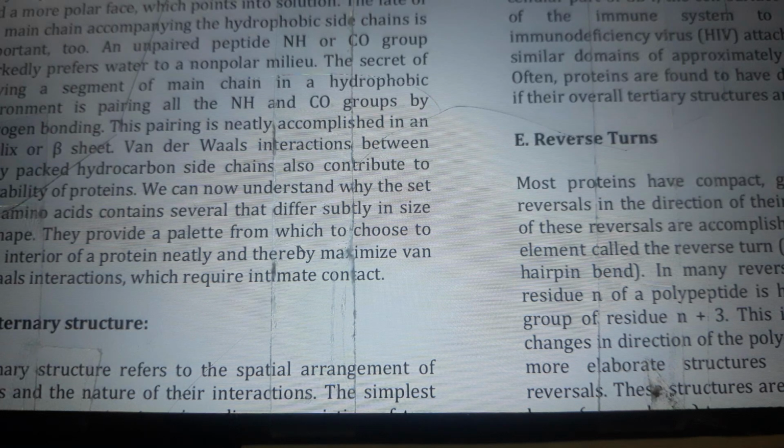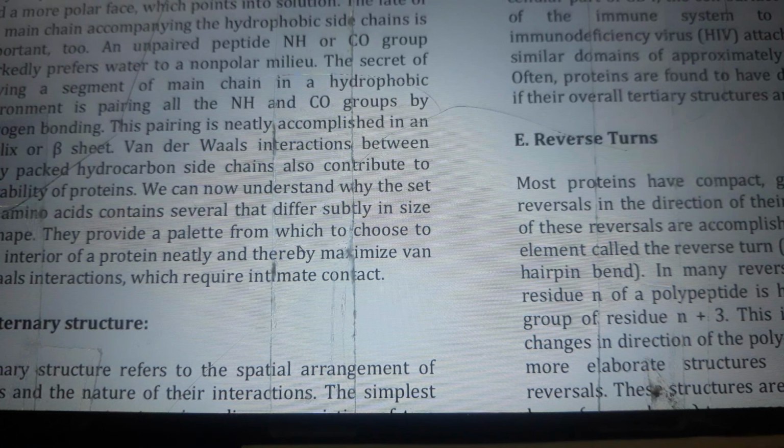The secret of burying a segment of main chain in a hydrophobic environment is pairing all the NH and CO groups by hydrogen bonding. This pairing is neatly accomplished in an alpha helix or beta sheet. Van der Waals interactions between tightly packed hydrocarbon side chains also contribute to the stability of proteins.